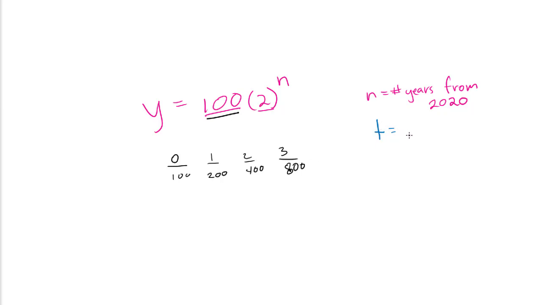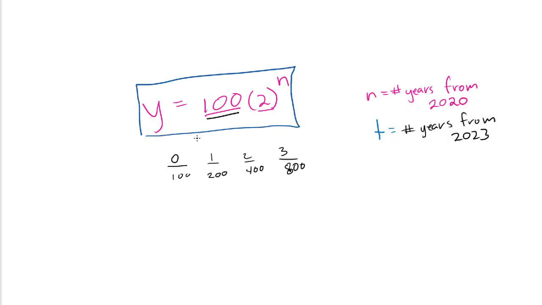Suppose we define t as the number of years from 2023. The question might ask, what is the equivalent function to my original exponential, but in terms of t? What would that look like? Well, how would I go about doing that? First thing I'm going to note is that the number of years from t and the number of years from n are related. If I'm in 2023, t equals 0 and n equals 3. So t equals n minus 3.